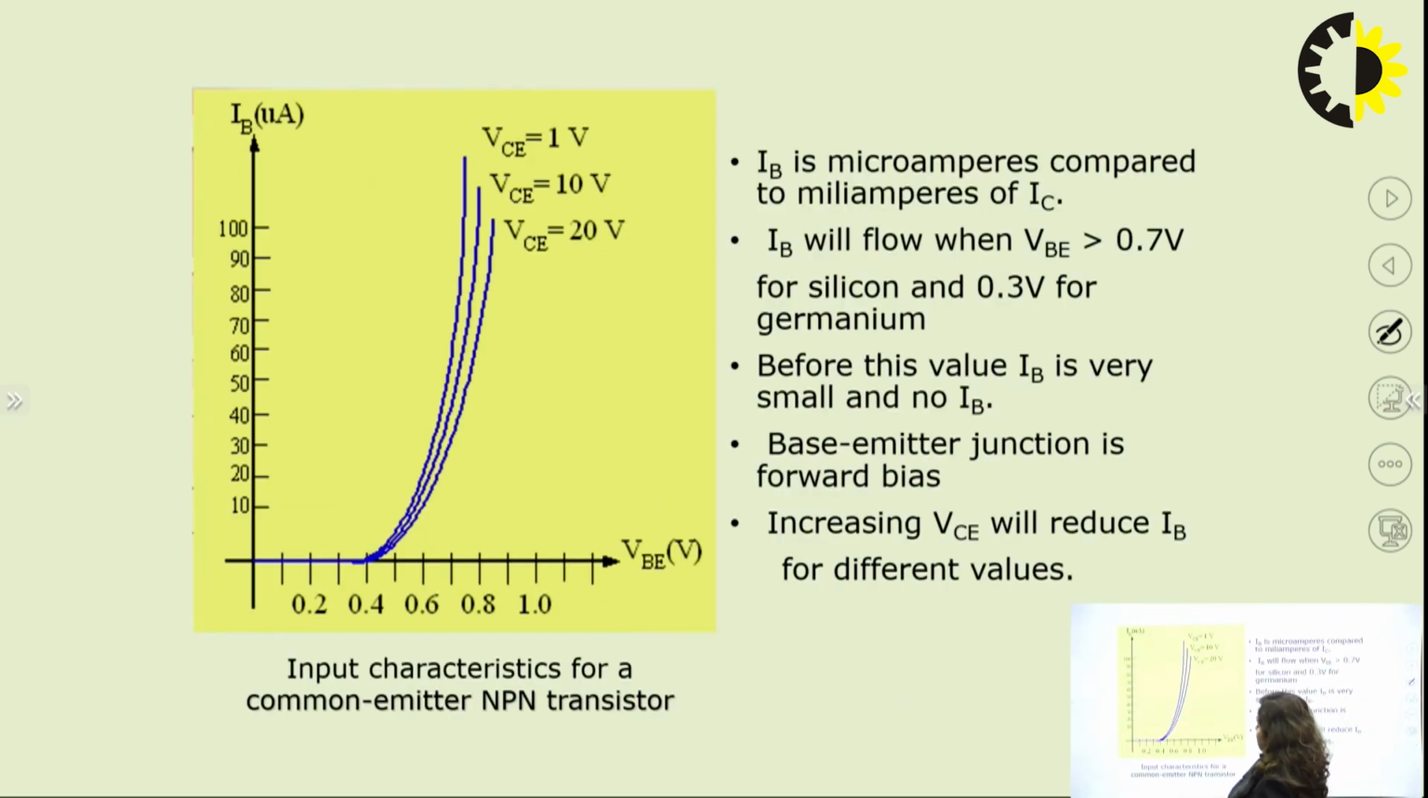So we can see the input characteristic for a common emitter NPN transistor. We have the common emitter configuration. We have fixed the voltage for the common emitter case at 1 volt, 10 volt and 20 volt, and we have drawn the characteristic curve between VBE and IB. On the X scale we have the values 0.2, 0.4, 0.6, 0.8 and 1.0.